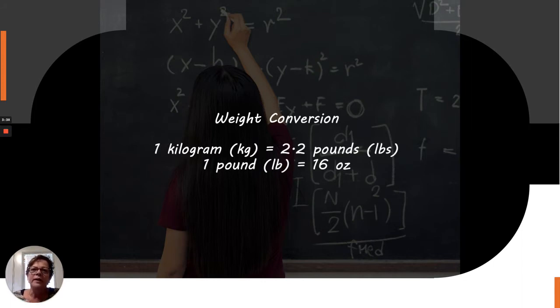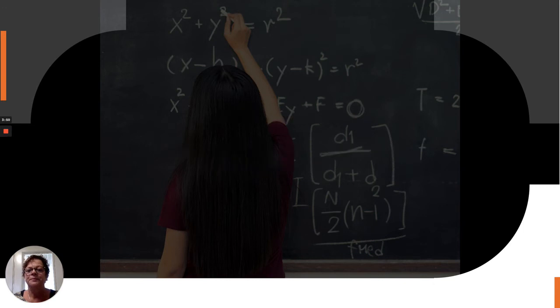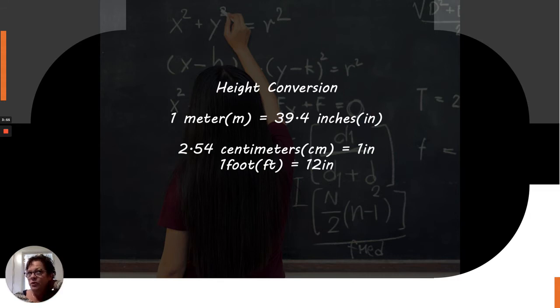Weight conversion: 1 kilogram equals 2.2 pounds. And the way that I remember that is kilograms is always smaller than pounds. 1 pound equals 16 ounces. One meter equals 39.4 inches, and 2.5 centimeters equals 1 inch. And 1 foot equals 12 inches. So those are some helpful conversions that you would do well to memorize as you work in medical math.